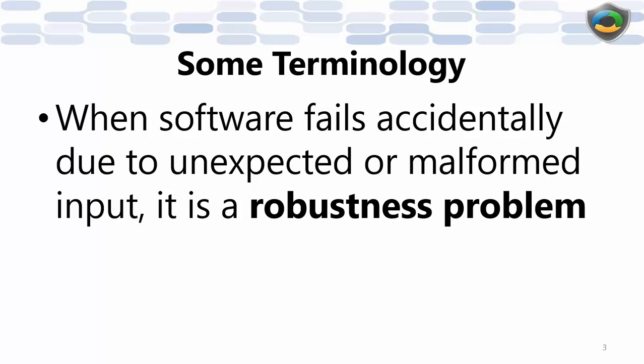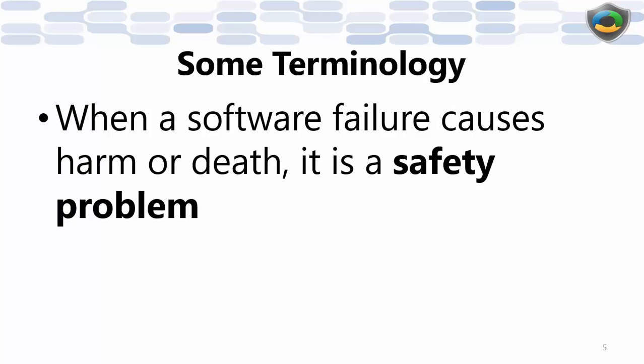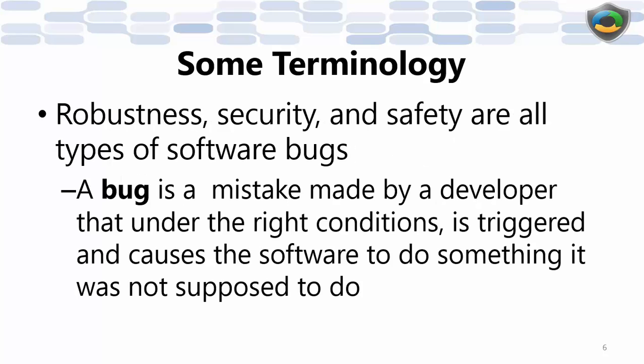When software fails due to unexpected or malformed input, it's a robustness problem. When it fails due to some type of deliberate attack, it's a security problem. That's what we've been talking about. If it causes harm or death, it's a safety problem. What you're trying to do when you're fuzzing is make sure none of these happen, because all of these are basically introduced in the system through bugs.